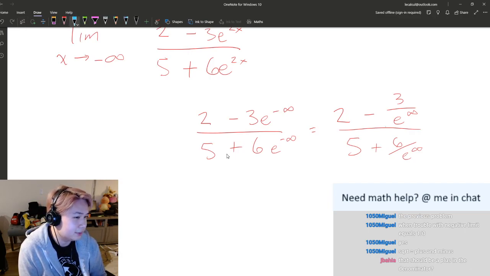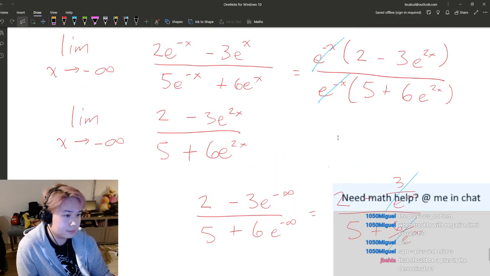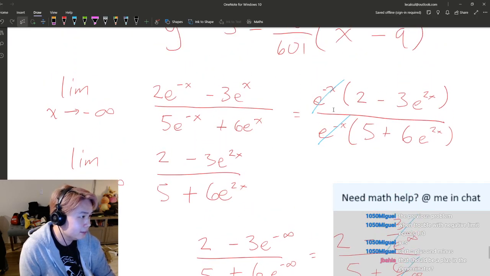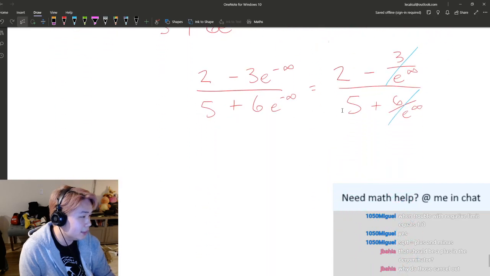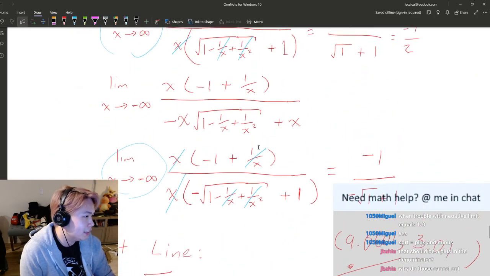And then these cancel out. So this should be your limit, 2 over 5. So hopefully that makes sense why it's slightly different and why we're factoring out a negative x. Why did those cancel out? Well, e to the power infinity is, you know, basically infinity. So it's 6 divided by infinity. It's the same thing as this one here.